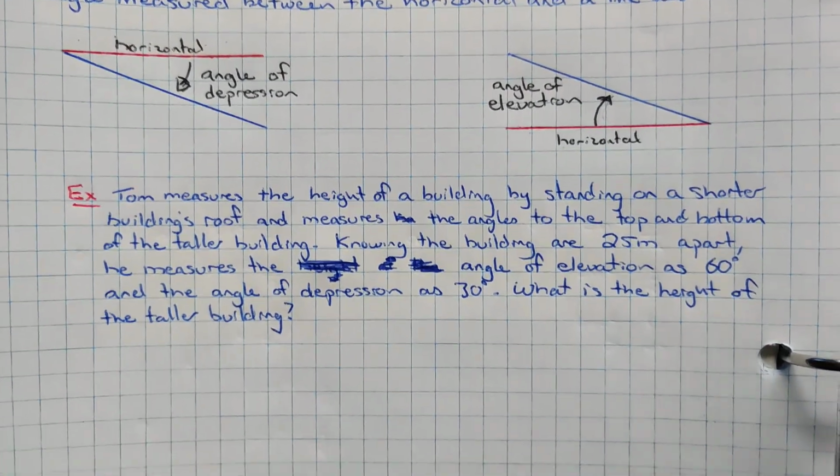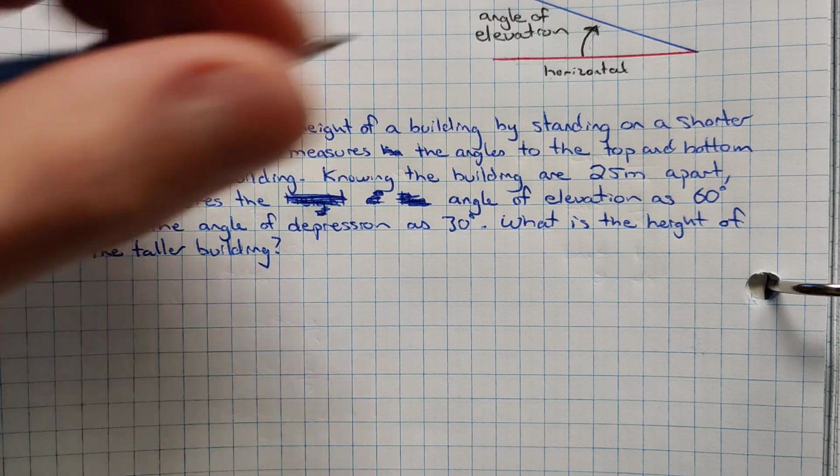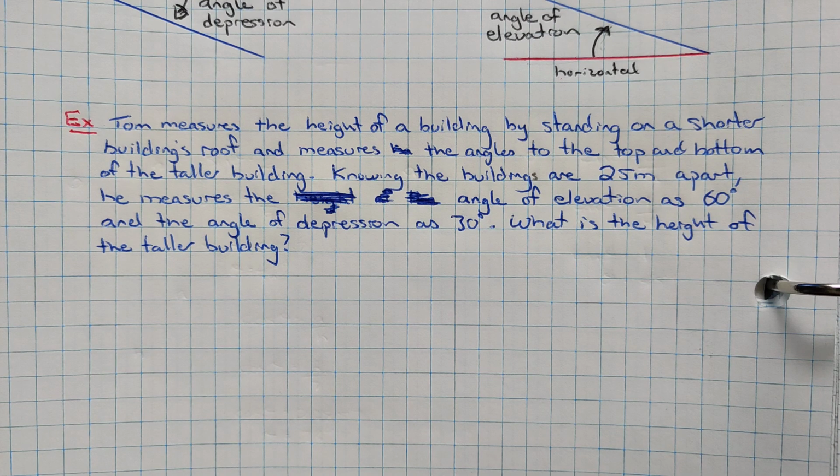This is a common type of problem that we'll see with trig, and that is, again, finding the height of structures that we have difficulty measuring because climbing up things is sometimes hard to do. So here, Tom is measuring the height of a building by standing on a shorter building's roof, and then he measures the angles to the top and bottom of the taller building. He knows the buildings are 25 meters apart. He measures the angle of elevation as 60 degrees and the angle of depression as 30 degrees. What's the height of the taller building?